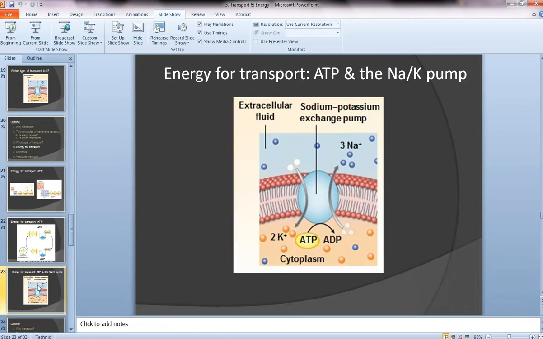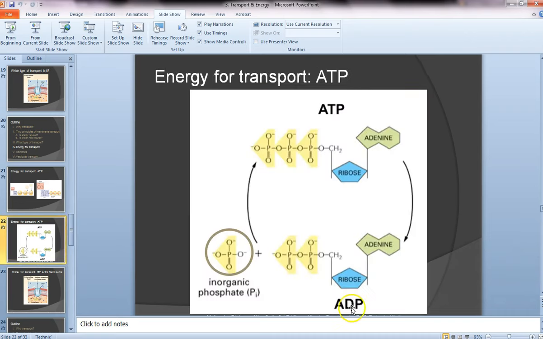Okay? And here you can see it. We've got the sodium-potassium pump. It takes 2 sodium molecules out of the cell while it takes 2 potassium in, and it is burning ATP into ADP. Notice that D stands for di, D-I, and di means 2. So here it has 2. It's lost this third one.